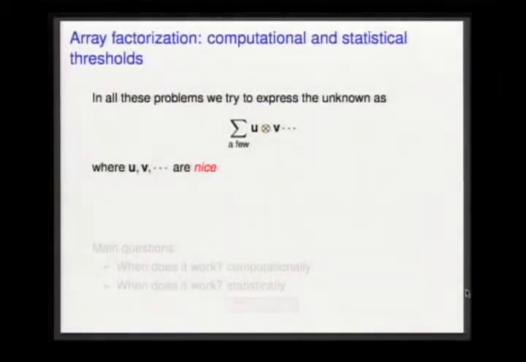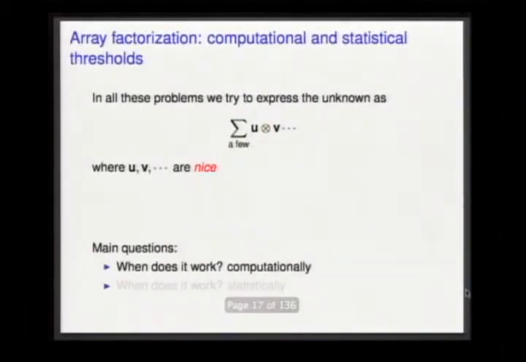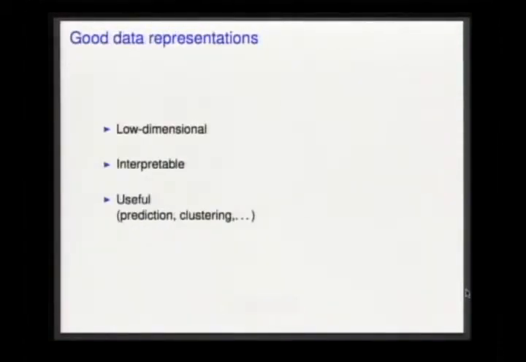So these are the type of problems we are going to be interested in, and there are two questions. The first question is, when does it work computationally? When can we compute such a factorization? And the second question is, when does it work statistically? So we are trying, in simple models, to discuss these two questions, and then see how much we can extend this.